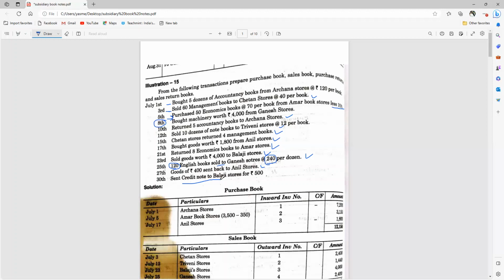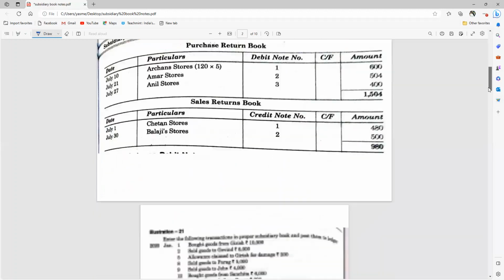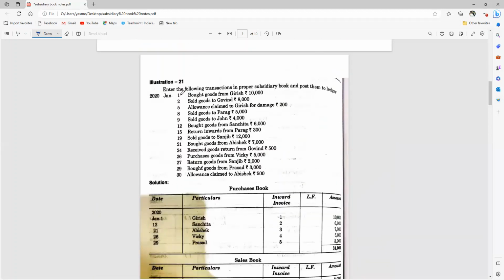Credit note is issued in sales return. So credit note sent means this is a sales return transaction. Okay, so I hope that you have understood this. Next, we go to this transaction, this illustration.